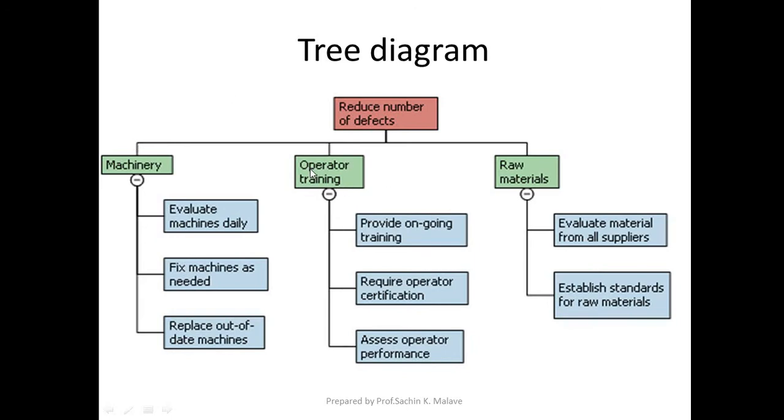Also related to human, that is operator training. Many times it may happen that the operator is not a skilled operator, he is not aware of the quality control techniques, so that can produce defective components. Related to operator training, you should provide ongoing training to the operator. Then require operator certification. If you want an operator of a particular skill, then while recruiting that operator, you ask for the certification.